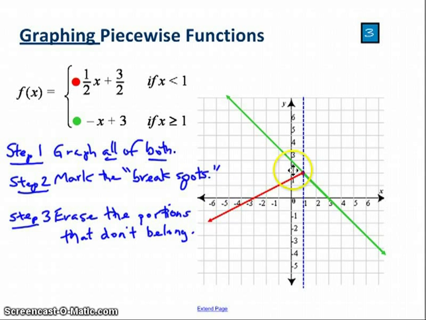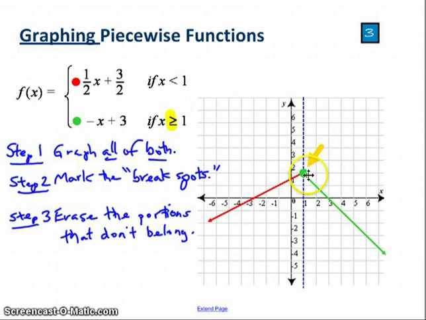Well, for that red line, this one here, it has to be to the left of 1. And the green line can be at 1 or to the right. So what I actually have here is this almost boomerang shape. And that's the correct graph, though I do have to point out that this is one of those cases, they won't always be true, where the two actually meet right at the breaking line.